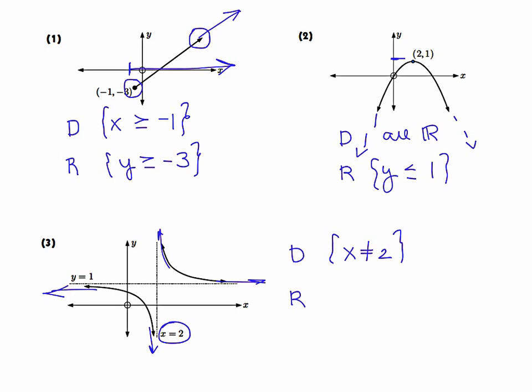For the range, we have all the y values that are increasing forever and decreasing forever, except when y is equal to 1, it's not defined because that's an asymptote again. So we say y is not equal to 1.